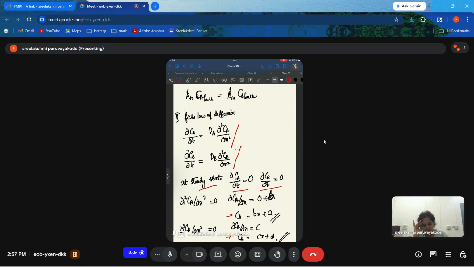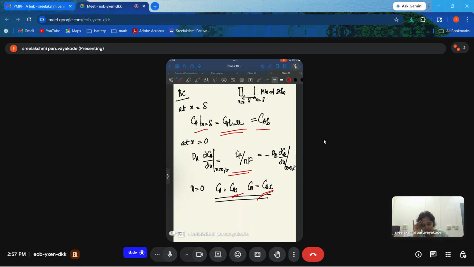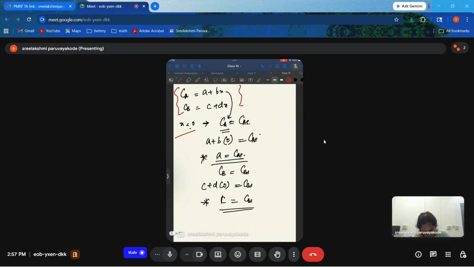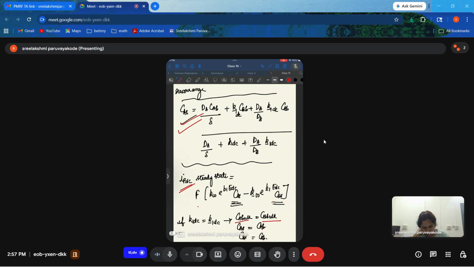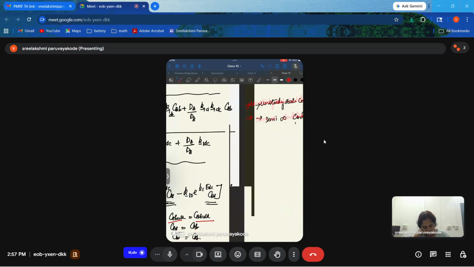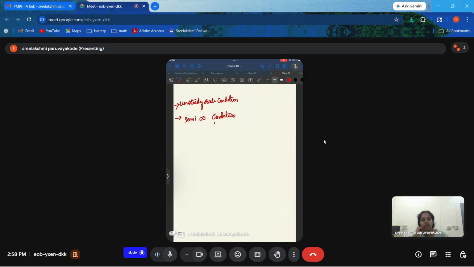We already said it's steady state, and then we derive, we substitute, we find Ca at the surface and Cb at the surface. Then we find out the net rate of consumption of the reactant species. We substitute, find it out, rearrange, and find out the current. Okay. So the next thing we'll be moving on to is the unsteady state condition and the semi-infinite condition.